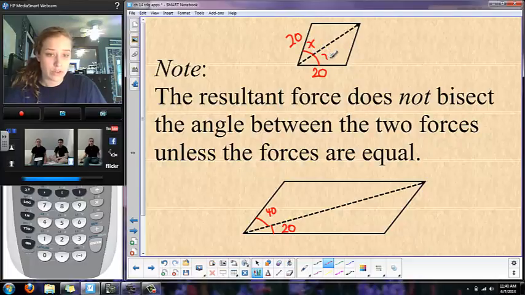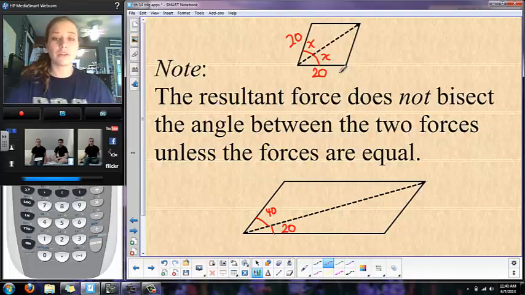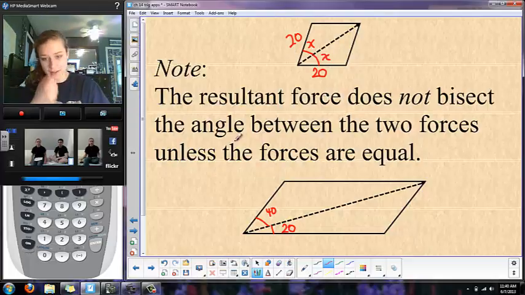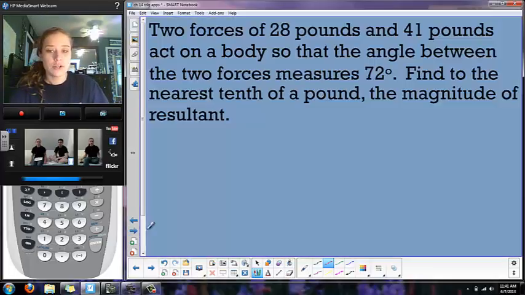So those 2 angles would be the same. So that's just a little bit of a heads up for the test that you're going to take. If it's a parallelogram like this, that angle does not bisect. If it's a rhombus, the line does bisect. Okay? Let me show you what I mean.